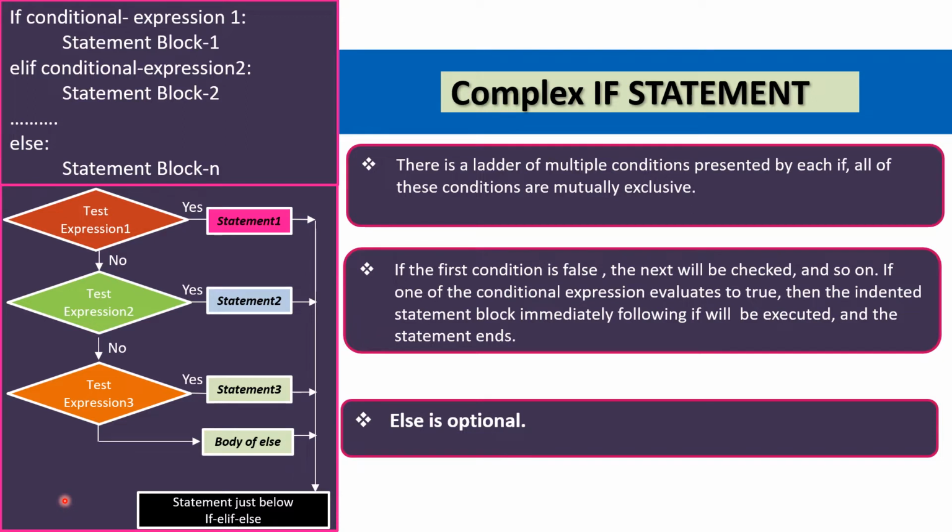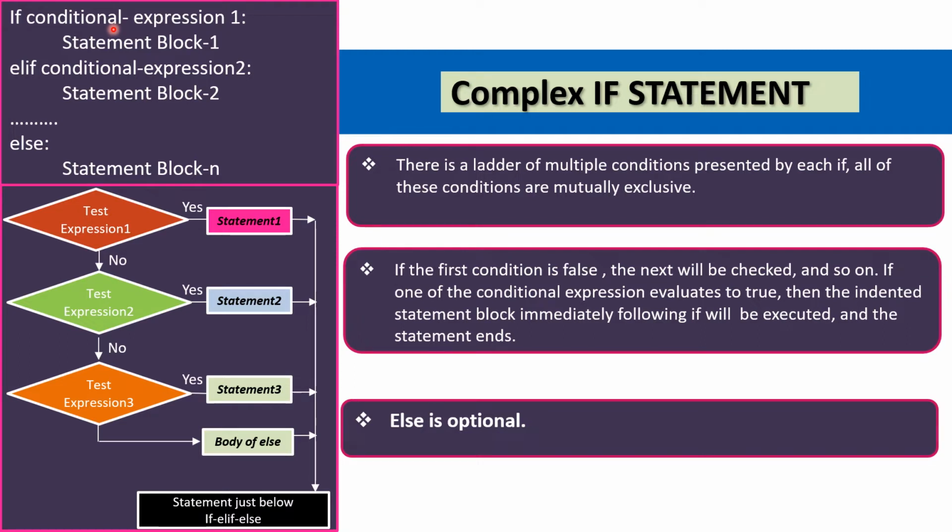decide among multiple options. As soon as one of the conditions controlling the if, these are the conditions, expression 1, expression 2, is true, then the statements associated with that if are executed and the rest of the ladder is bypassed. If none of the conditions is true, then the final else statement will be executed. Control flows from top to down.